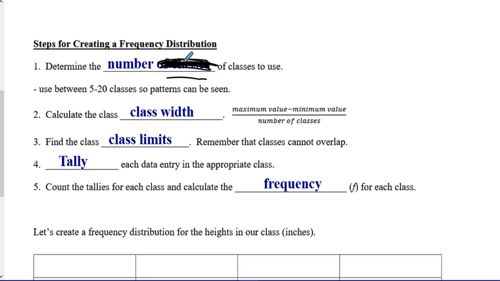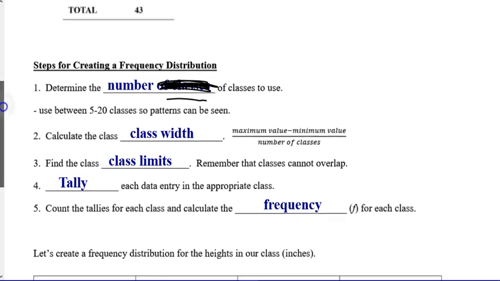You usually want to do somewhere between 5 and 20 for a good histogram. A smaller number is too little information. Over 20 is way too big. That's why we use histograms in the first place. You're going to calculate the class width. Now here's how you do it. It's very important. You take the maximum value minus the minimum value divided by the number of classes.